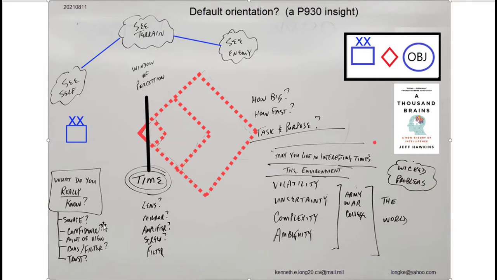What's the source of the knowledge that we're using to make conclusions about what we think we know? What's our degree of confidence? What is the point of view that we're adopting, or multiples, as we try to see ourselves and see the enemy? What kind of biases and filters are in place?